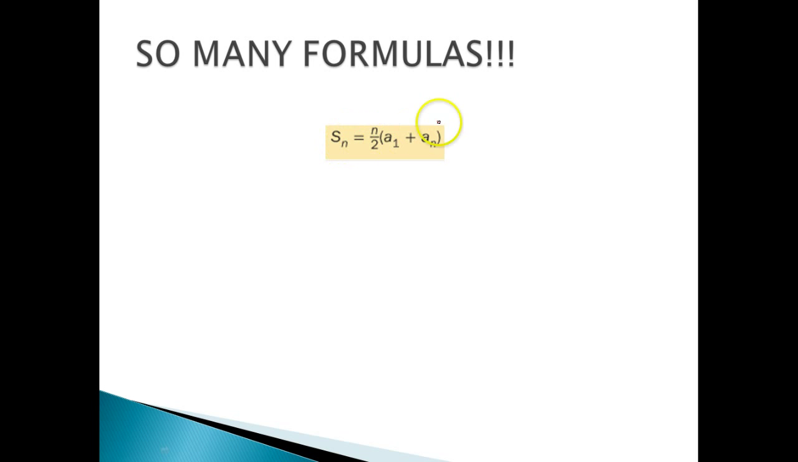So this first one is a sum for the first n terms of an arithmetic series. And the things we have to know for that are the n, so we have to know how many terms there are, and we have to know the first term, and we have to know the last term. So those are kind of the important things there. I'm going to erase those so you can see a little bit better.